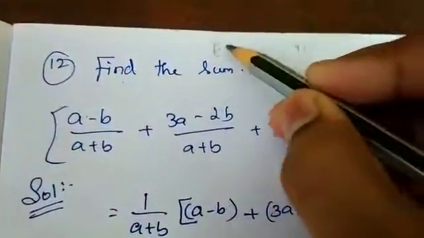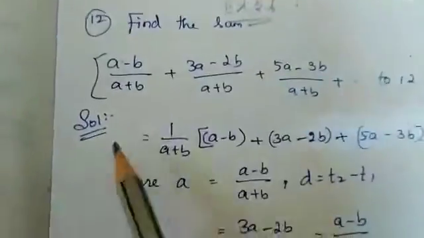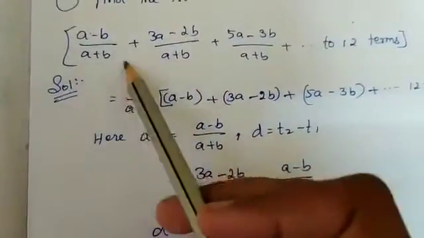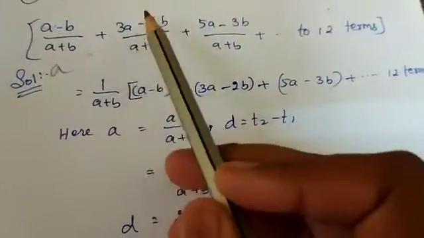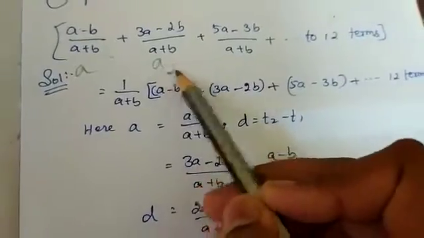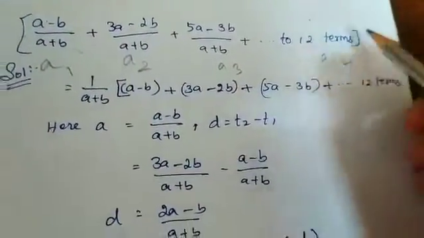So let us continue with exercise 2.6, 12th sum. Find the sum. The numbers are given: a minus b by a plus b is a1, 3a minus 2b by a plus b is a2, that is a1, a2, and a3 till a12. We are going to find the sum.